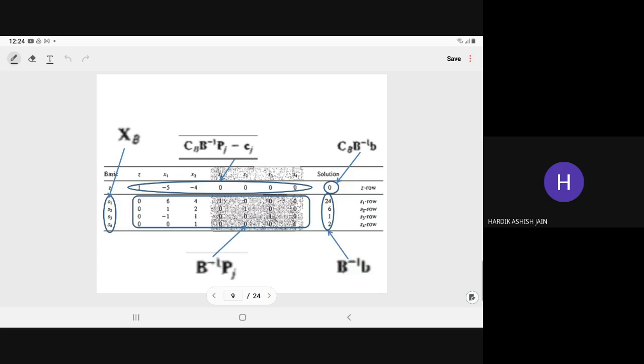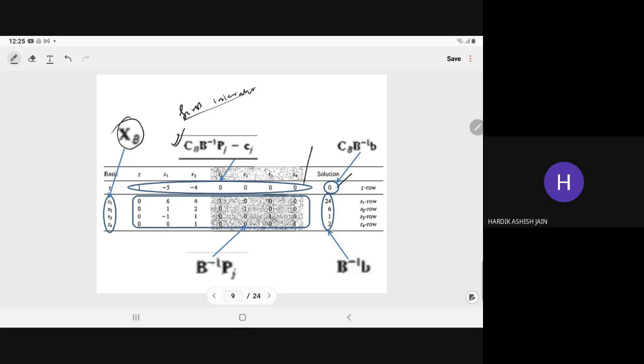So if you recall, it is the very first table, right? It is the first iteration of the ready-made problem. For the first iteration, the basic variables are S1, S2, S3, S4. This is the corresponding cost. So that we can write as CB B inverse PJ minus CJ.